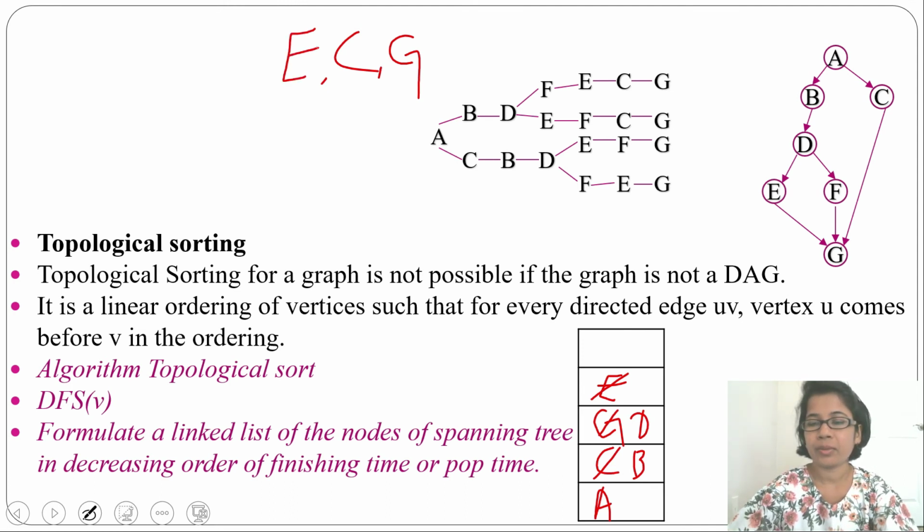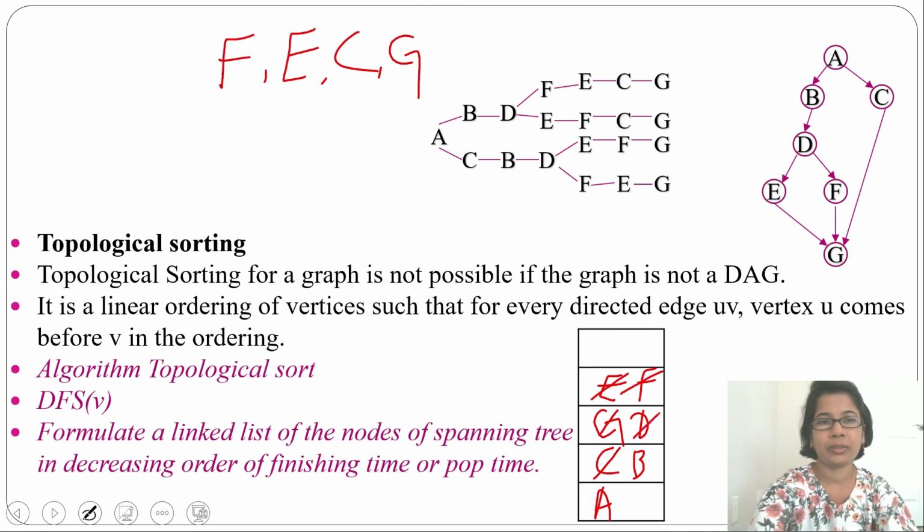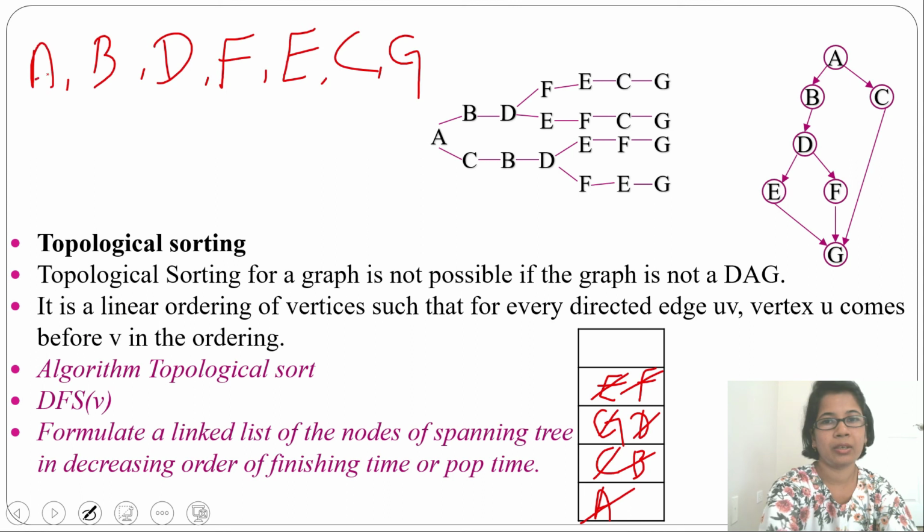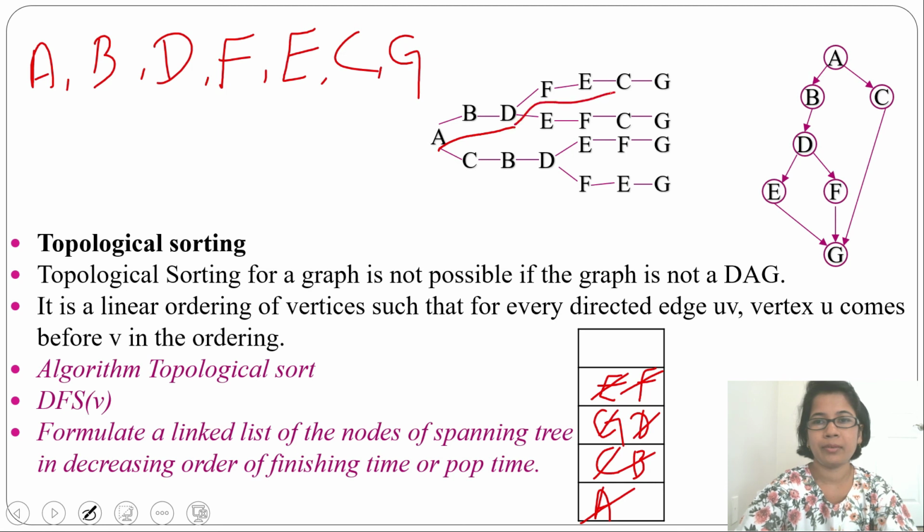Then is any adjacent of D left? Yes, just push F. Is any adjacent of F left? No, so just pop F, write F here. Then pop D, so write D here. Then pop B, just write B here. Then pop A, write A here. So we found A, B, D, F, E, C, G. That is A, B, D, then F, E, C, G. We found this list.